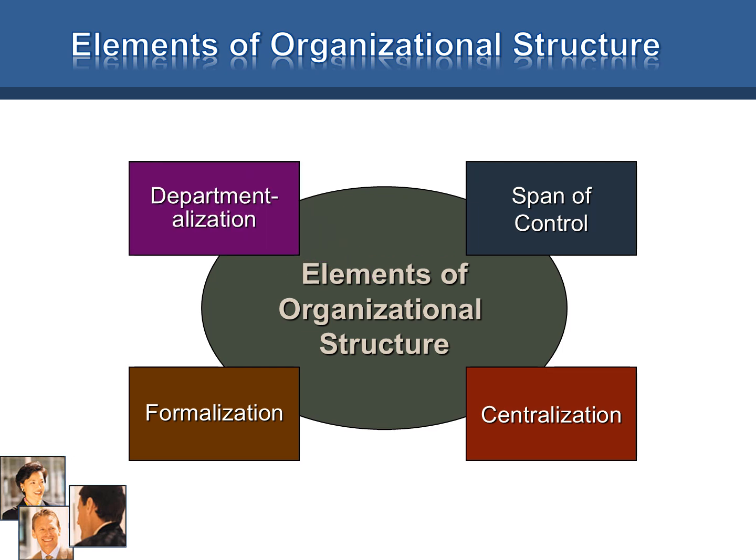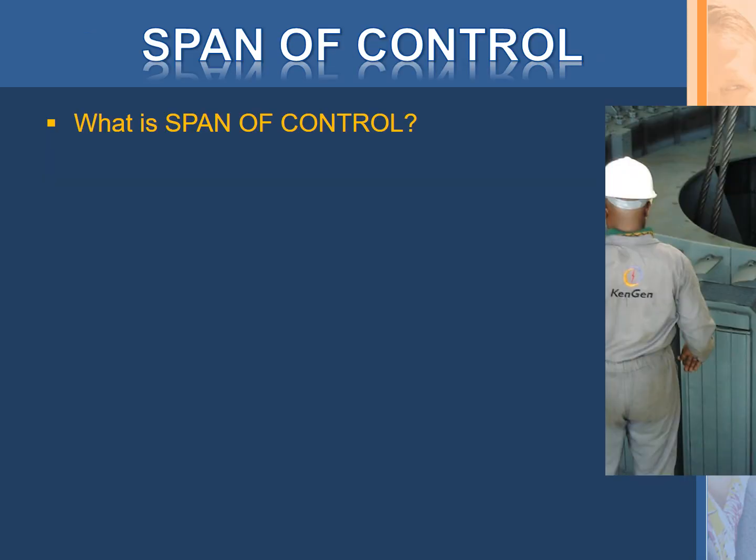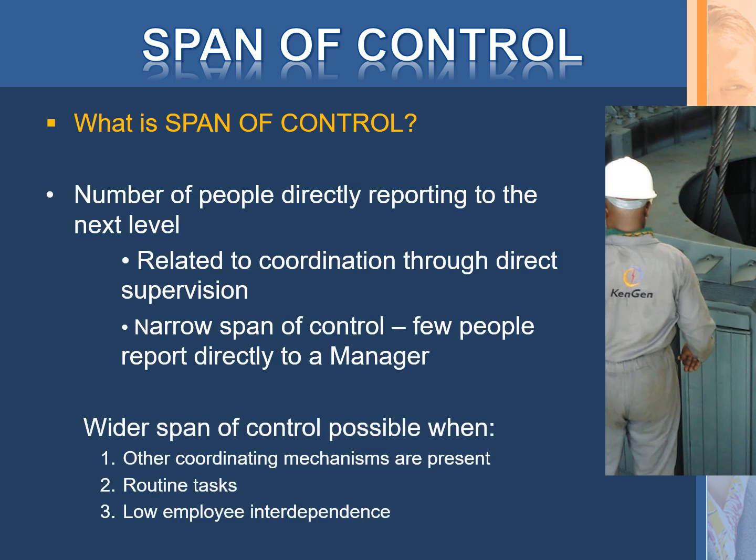So the elements of organizational structure are departmentalization, formalization, centralization, and span of control. So what is span of control? Well, it's the number of people directly reporting to the next level. Related to coordination through direct supervision, a narrow span of control would be few people reporting directly to a manager. A wider span of control is possible when other coordinating mechanisms are present with lots of communication, the tasks are routine, and there is low employee interdependence.